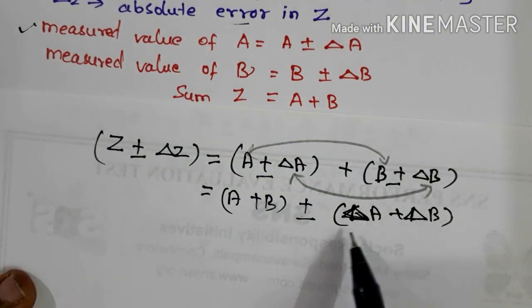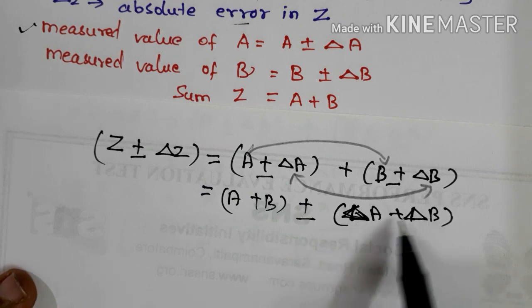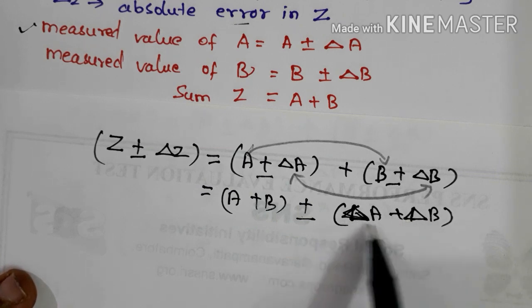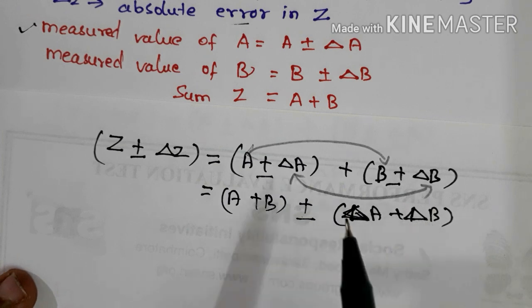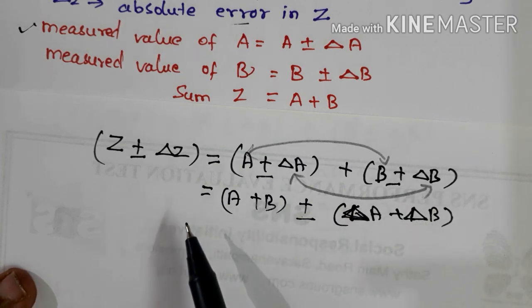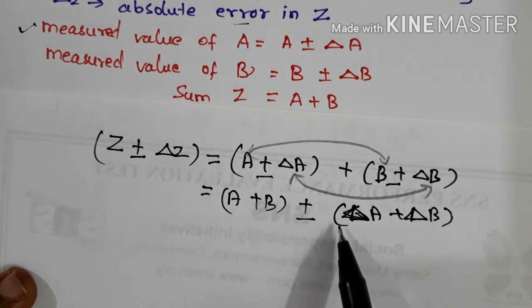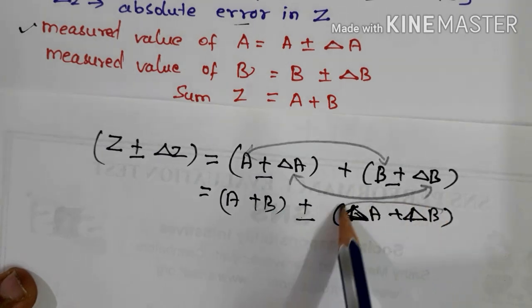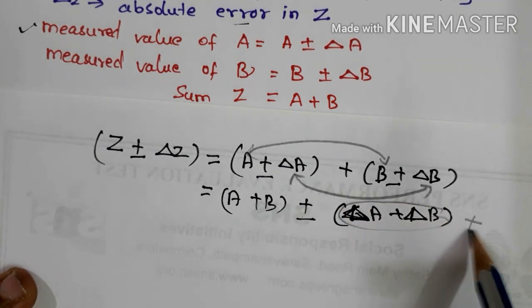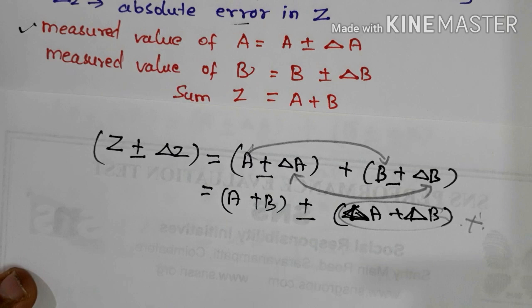Errors can only ever be added. Errors do not cancel. Errors always have to be added. Whether you are doing the sum of two quantities or finding the difference between two quantities, errors always have to be added. Okay, this is an important point, you have to keep it in memory.